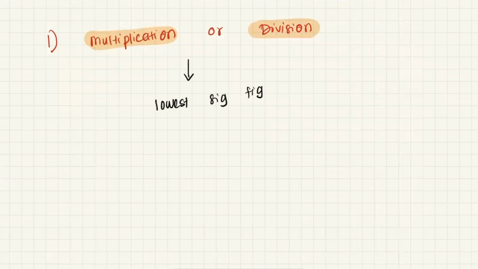So you have 32 multiplied by 42.5, right? So you have 32 multiplied by 42.5. Let's check the answer. So the answer is going to be 1360.